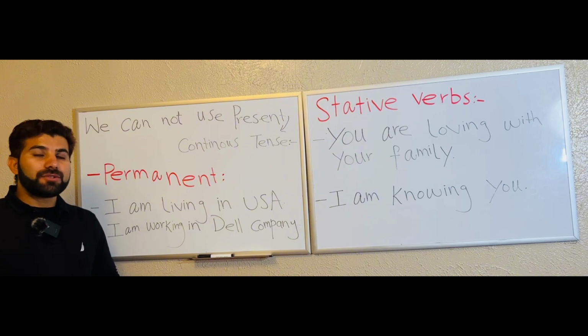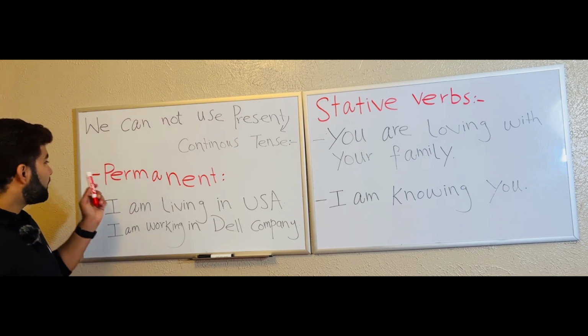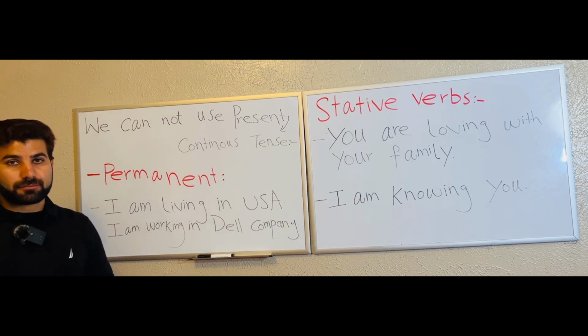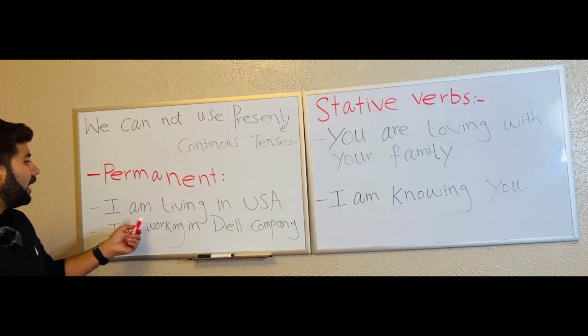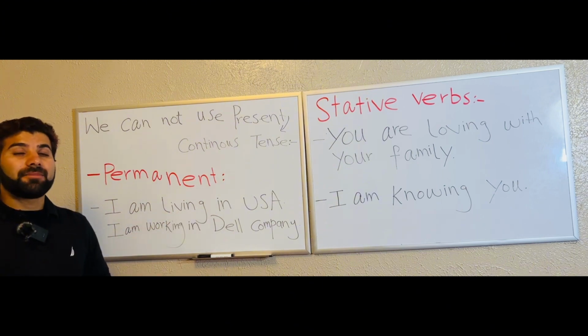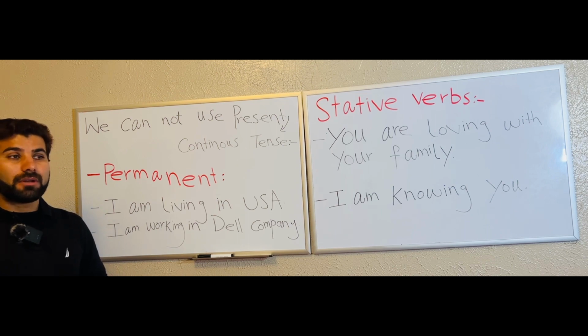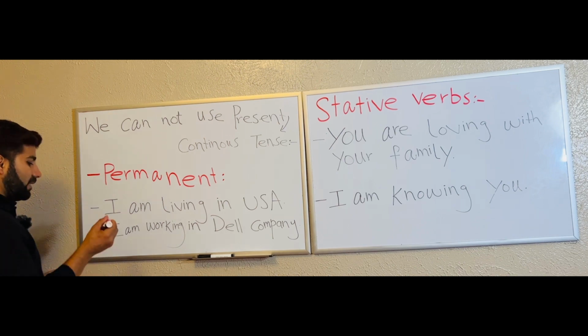Where we cannot use present continuous tense: we cannot use present continuous tense for permanent action or for permanent situation. For example, I am living in USA. This is wrong because I'm not living in USA for one day, one week, one month. If someone is living in some place permanently, then instead of present continuous, they are supposed to use present simple tense. So this sentence is wrong.